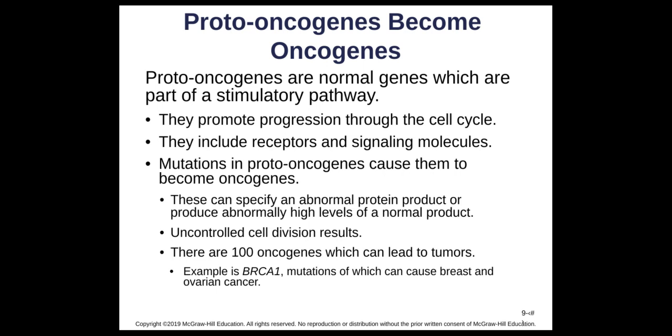If we look at the proto-oncogenes, they promote the cell to go through the cell cycle. They have receptor and signaling molecules. If they become oncogenes, it can have this abnormal protein product or high levels of the protein, and then unregulated cell division happens. But we know of about 100 oncogenes right now. The research is still out there. There could be more than that. But again, the BRCA is a mutation that causes breast and ovarian cancer.